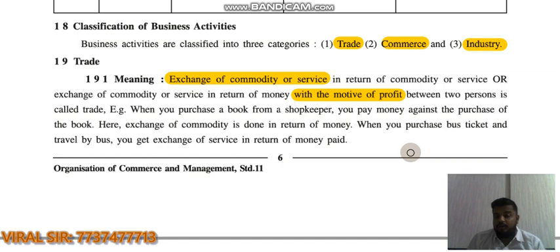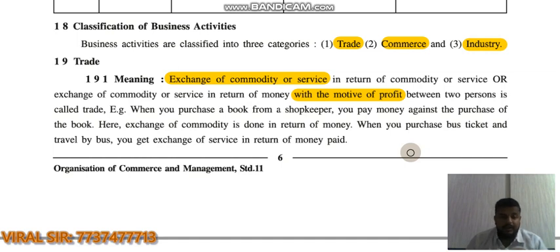Okay, so three main things in trade. First is exchange of commodity or service. Second, the exchange can be against money, or against another commodity or service. And third, the motive of profit should also be there. So when these three things come together, it is known as trade.